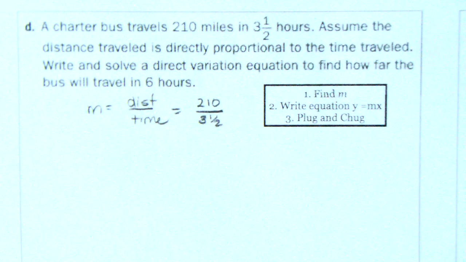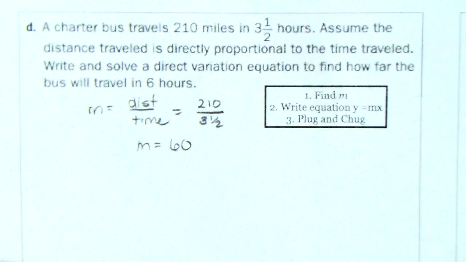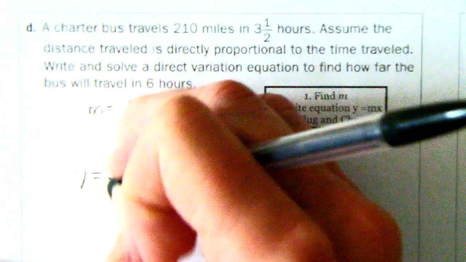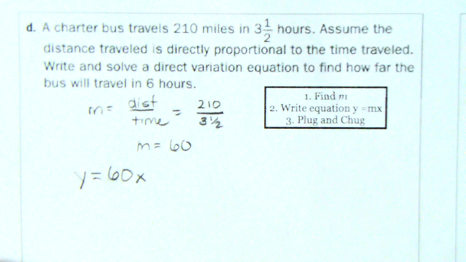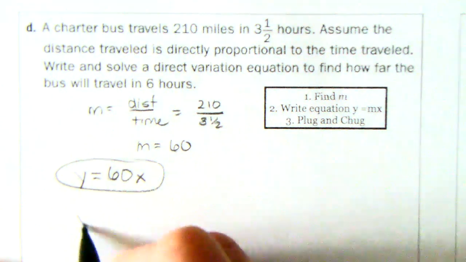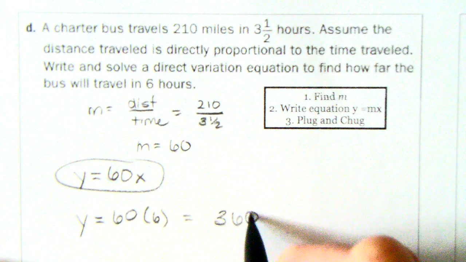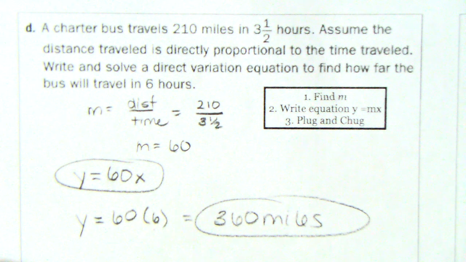So what's our constant rate of change? 210 divided by 3.5. And guess what? It's a decent speed, 60 miles an hour. So our equation, y equals 60 miles per hour, x being time. And then find how far they will go in 6 hours, which is 60 times 6, 360 miles.